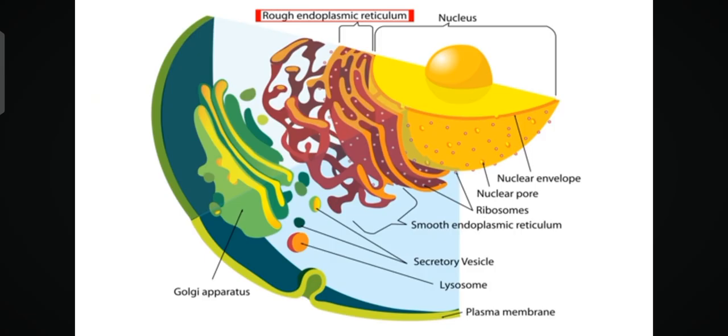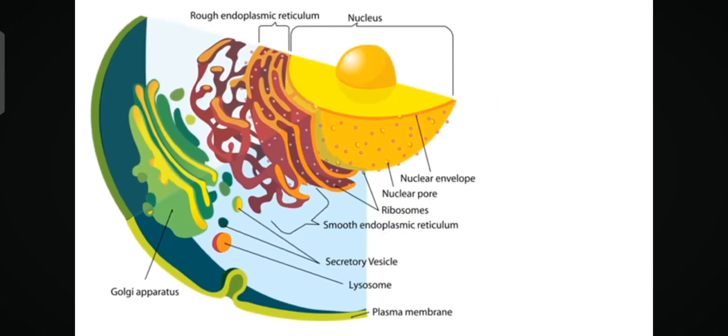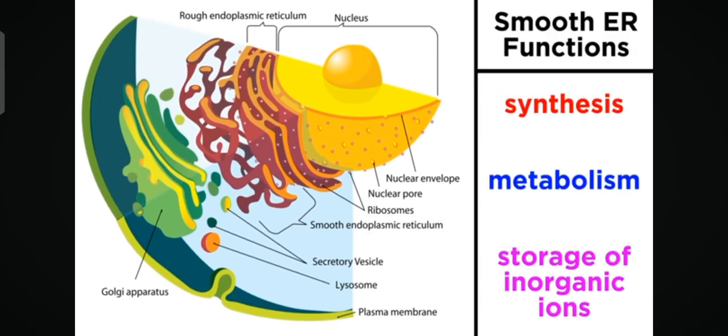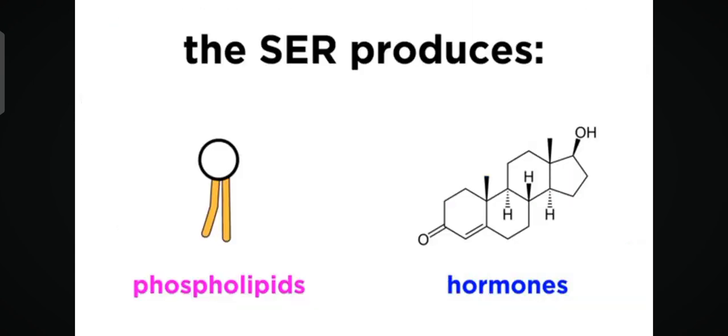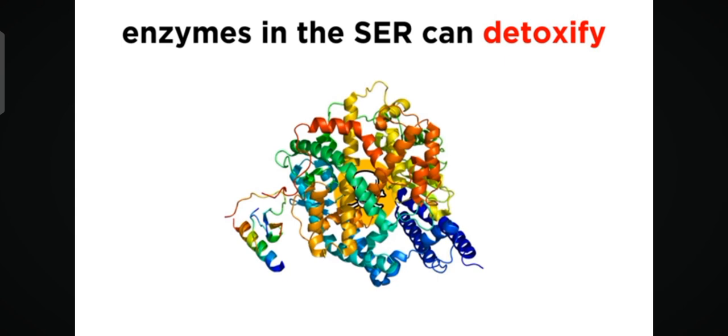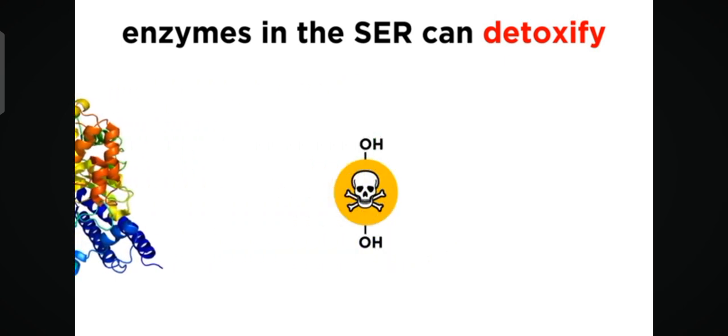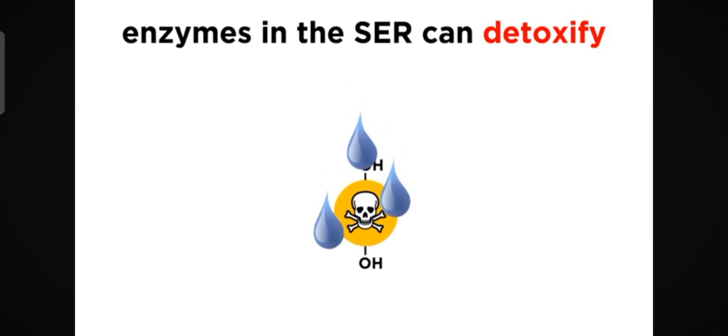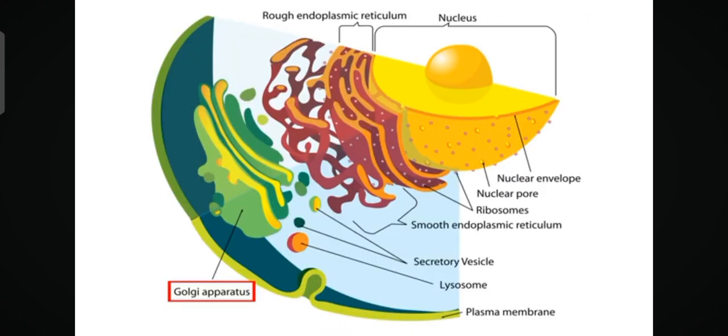The rough ER is connected to the smooth ER, which is different in that it is not studded with ribosomes. It also has a wider variety of functions, like synthesis, metabolism, and storage of calcium ions to be used for signaling. The smooth ER produces phospholipids and steroids, like sex hormones. Enzymes in the smooth ER can detoxify drugs and poisons by adding hydroxyl groups to enhance water solubility and flush them from the body. Next in the endomembrane system is the Golgi apparatus.